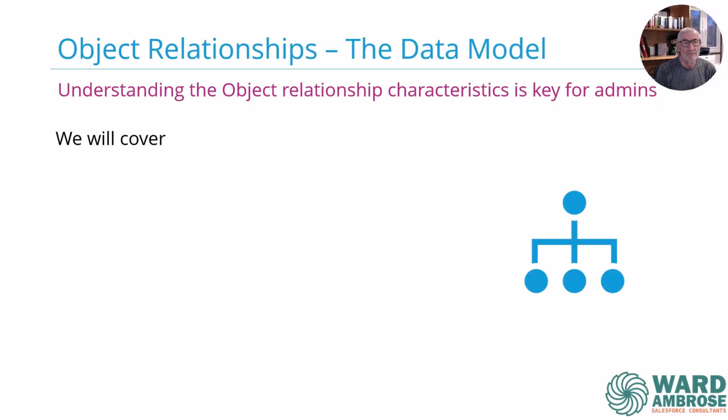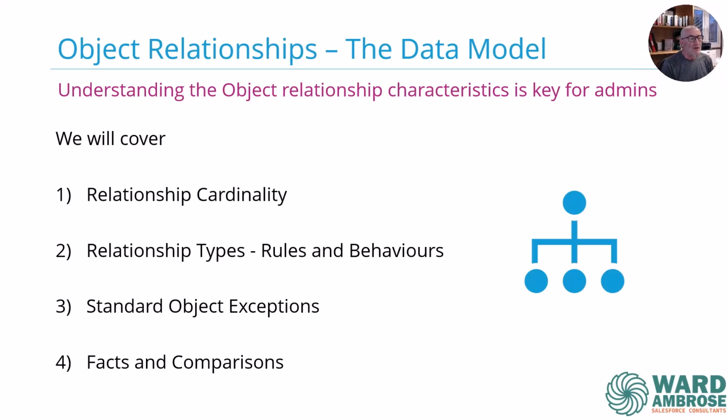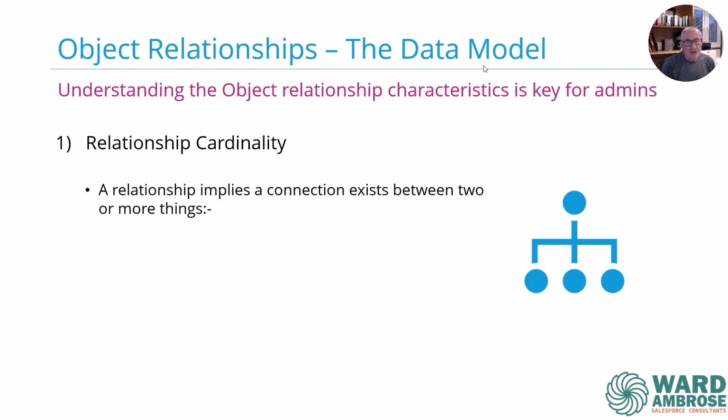Let's get started. The presentation will cover 4 topics: relationship cardinality, relationship types and their rules and behaviors, standard object exceptions, and finally, a summary of facts and comparisons. So, relationship cardinality, what is it? It's a strange term and we don't hear it bandied around very often, but I bring it to your attention just because it forms a baseline from which we can build the rest of the presentation on.